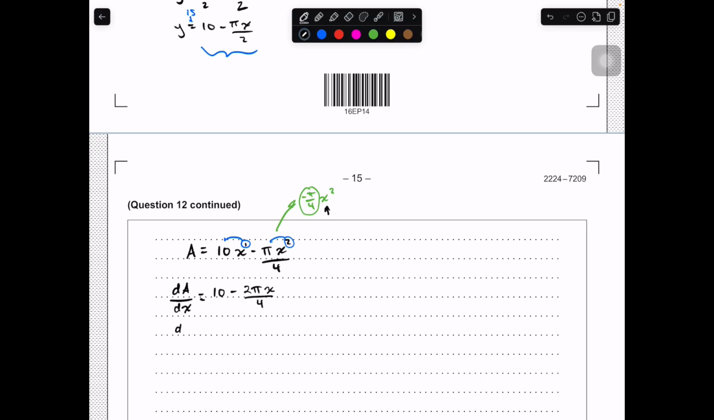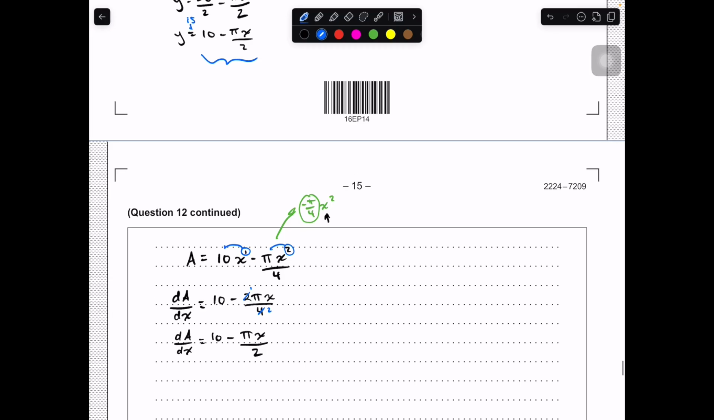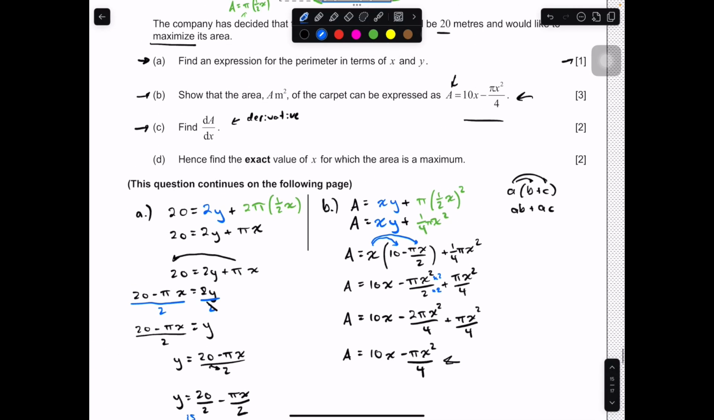I'm going to clean it up just a little. dA over dx, 10 minus 2 over 4 is just going to be, well, 1/2. So it will be πx over 2. Essentially we did this, right? We said this is going to be 2 and this is going to turn to 1, if we simplify 2 over 4 to 1/2. Okay, there it is. That's our derivative. Not bad. Not bad at all.